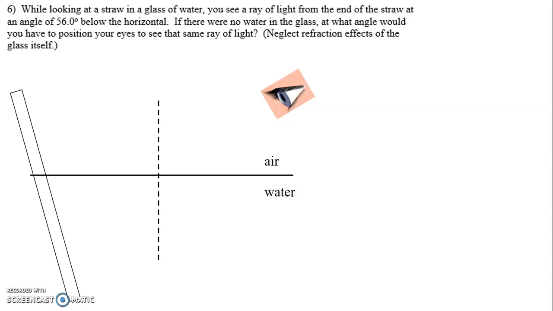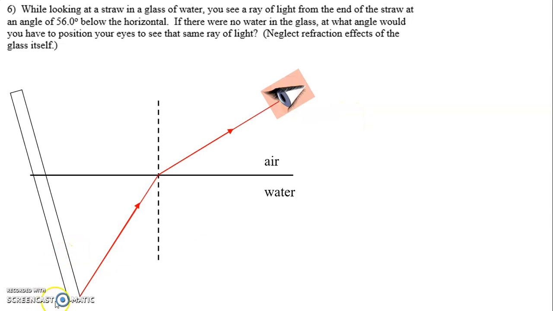Now you think to yourself, as light goes from water into air, is it speeding up or slowing down? Of course, it's speeding up. Air is less dense, there's fewer things in the way, so it's speeding up there. So does that mean it's bending towards the normal or away from the normal? This is bending away. So we want to draw a ray of light that starts at the bottom of the straw, goes up towards the water-air boundary, and then bends away from the normal to go into your eye. So go ahead and draw that.